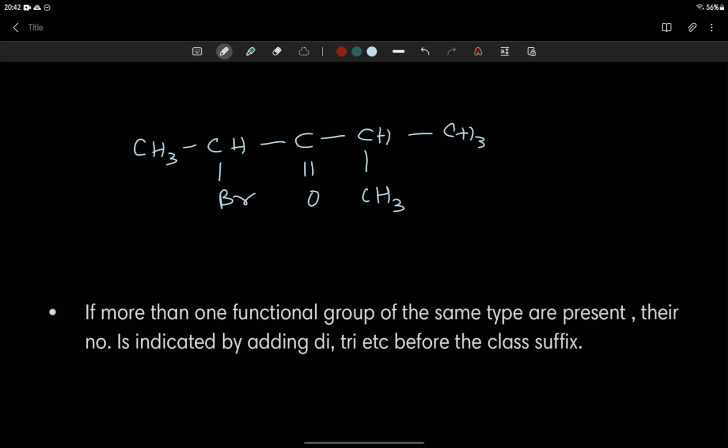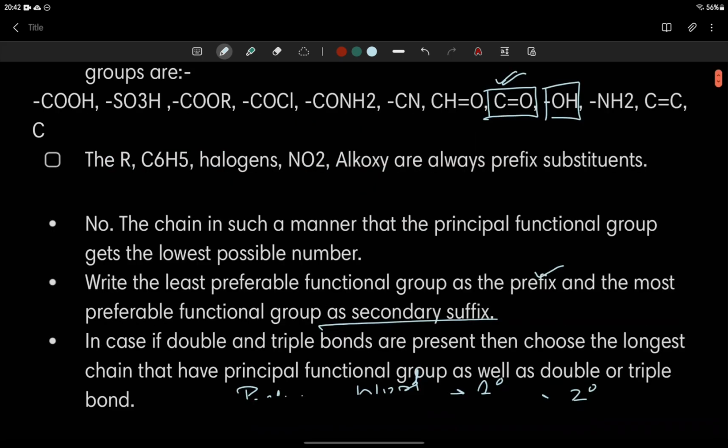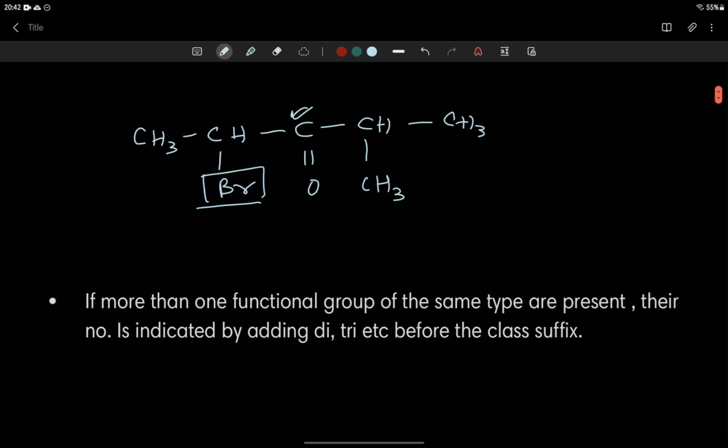Right, now in this question you can again see there are 2 functional groups. One is the bromine group and one is the ketone, right? Now here the point is that bromine, I have already explained earlier also, that any halogen, and bromine is a halogen, the halogens are always written as prefix, that is substituents. So it is now clear that I have to write this bromine group as substituent and the ketone group as the secondary suffix.